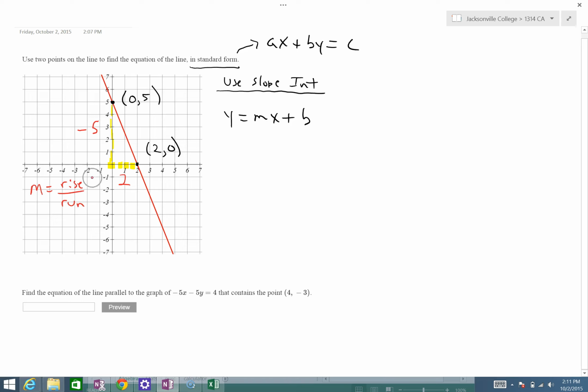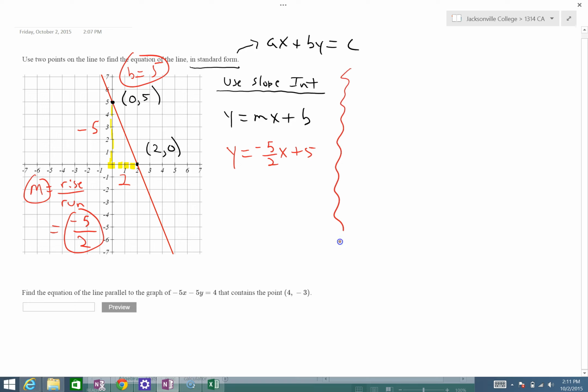In this case, the rise is negative 5 and the run is 2. So I have M is negative 5 over 2. I have B is 5. I'm ready to go directly into my form. Here, y equals negative 5 divided by 2 x plus 5. That's using slope-intercept form.